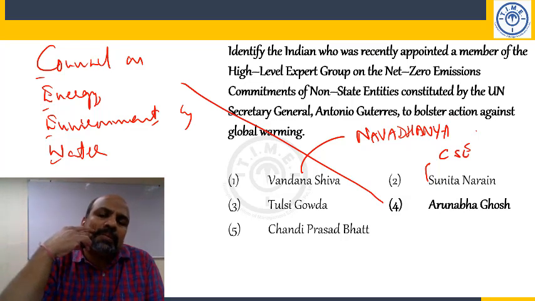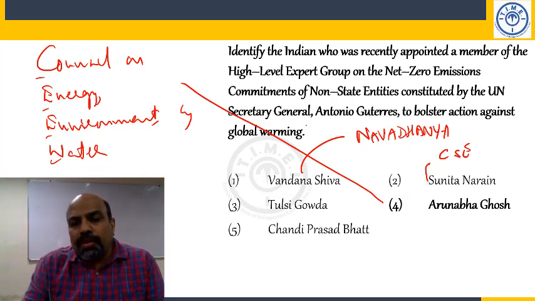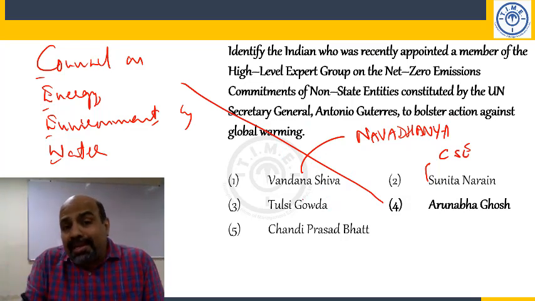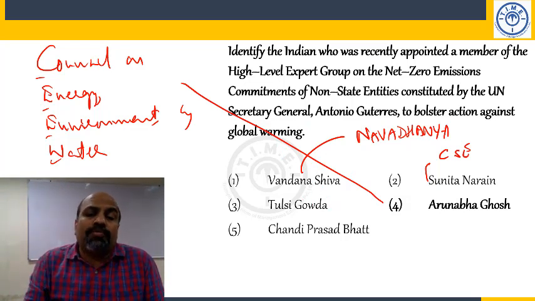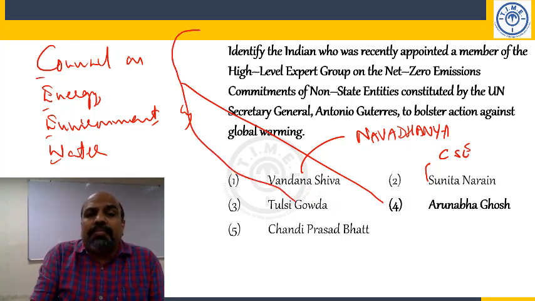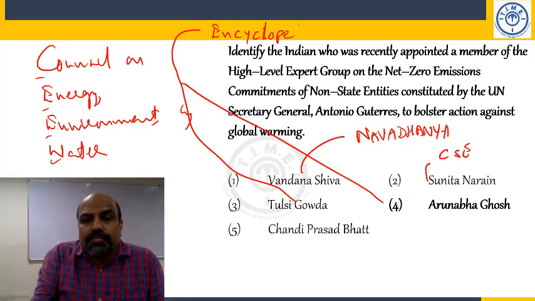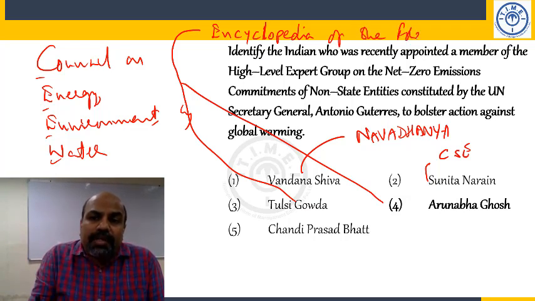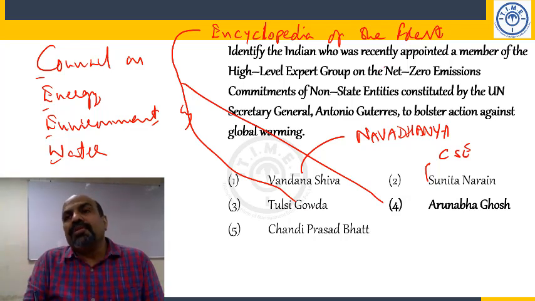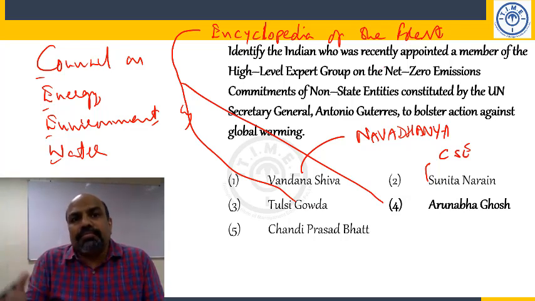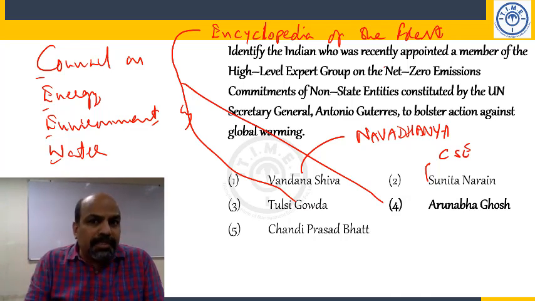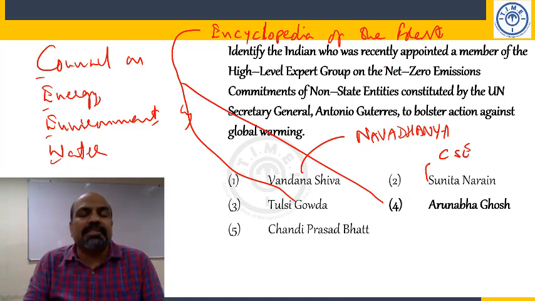These choices, huh? Tulsi Gowda. Oh, this is the lady from Karnataka who has planted over 1 lakh trees, and she's nicknamed the Encyclopedia of the Forest. She can identify any plant, any leaf, any flower. Talk about its uses, its parent tree, everything. Yeah, some people are gifted. Maybe she just worked hard.